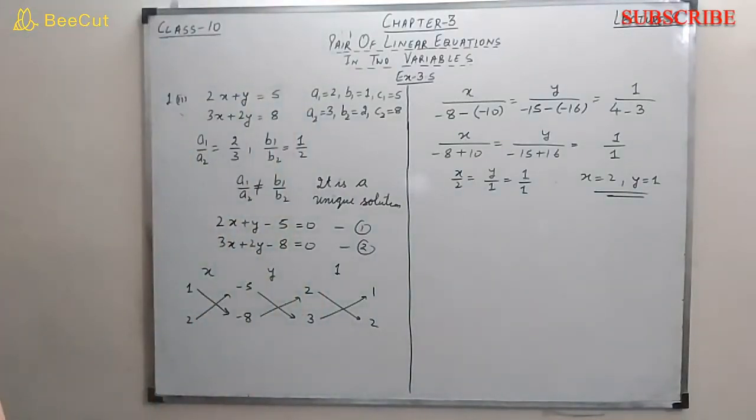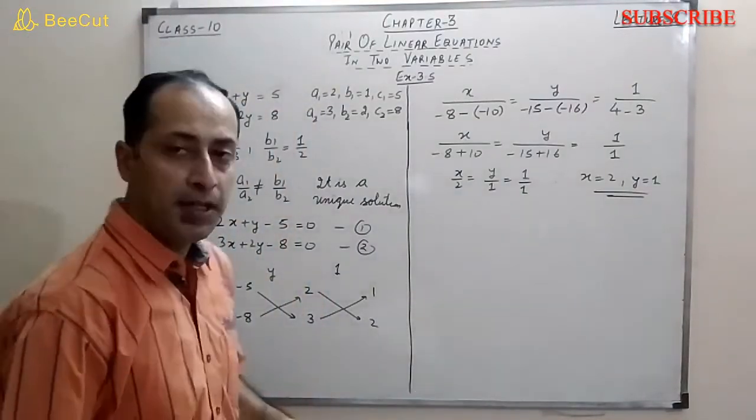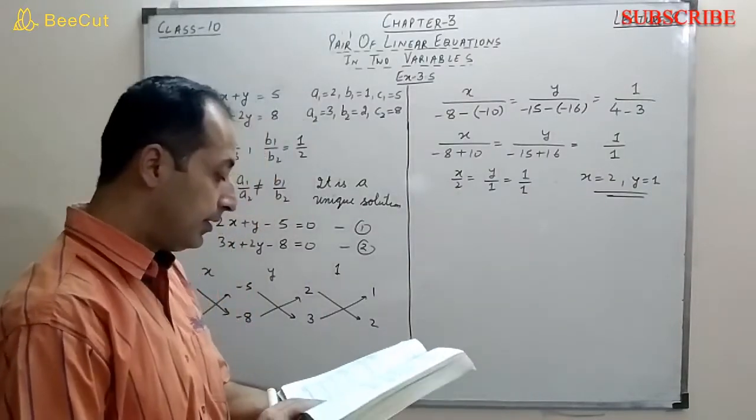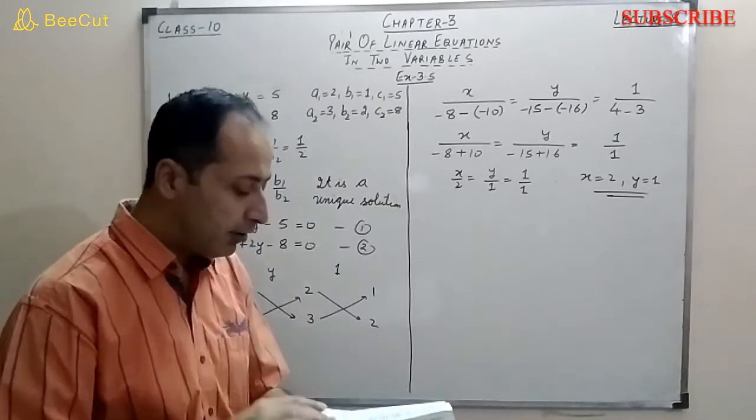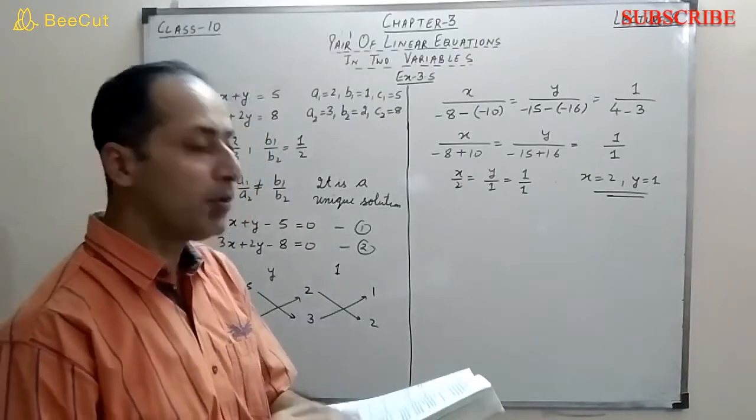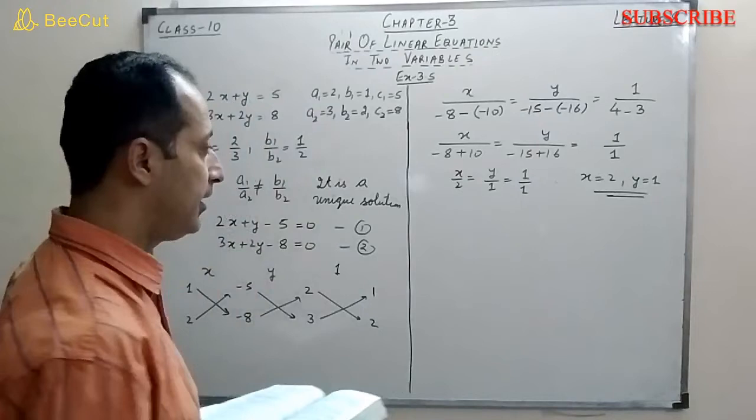Now let's go to the next question. Remaining parts can be done by yourself. So in the next question it is given, for which values of a and b does the following pair of linear equations have infinite number of solutions? This is the first part of the second question.